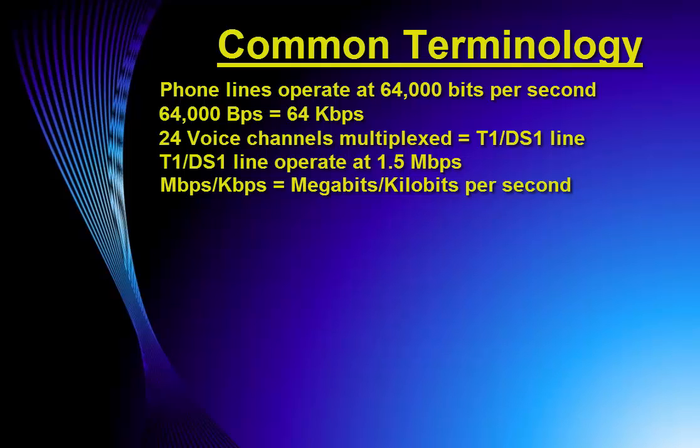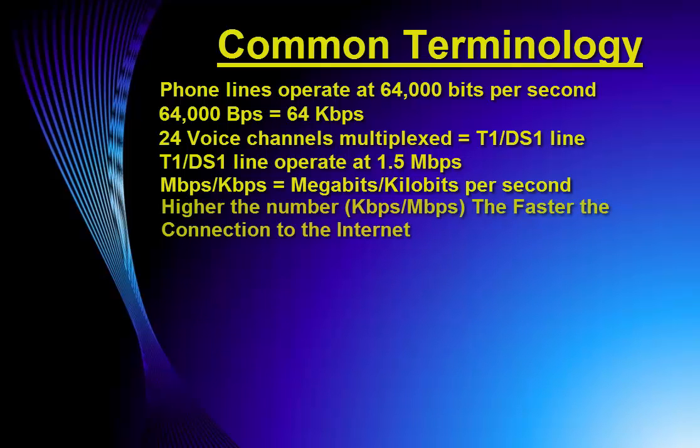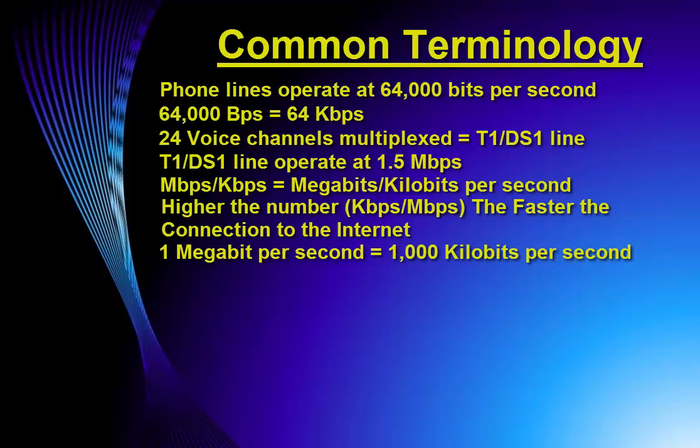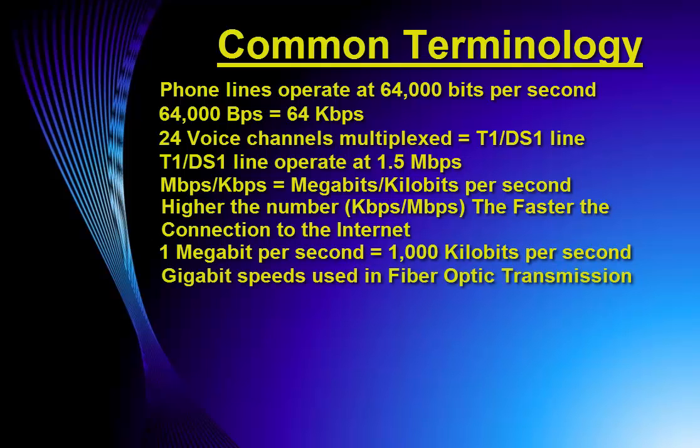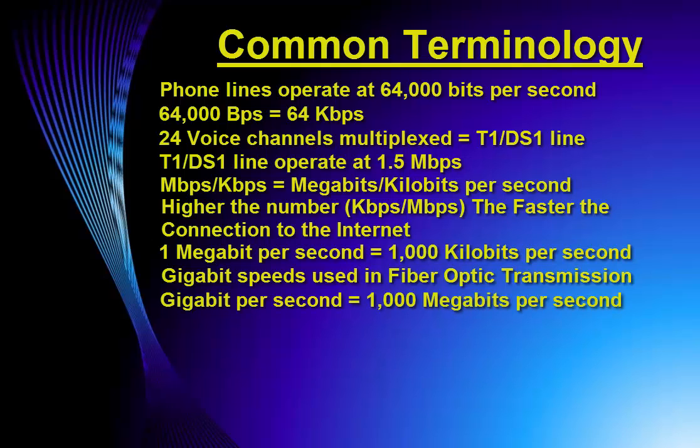These terms are also used to describe the speed of connectivity to the internet. The higher the number, the faster the connection. 1 megabit per second equals 1,000 kilobits per second. Another term, gigabits per second, is used in fiber optic transmission, and 1 gigabit per second equals 1,000 megabits per second. In the computing industry, another term is used to describe data processing and storage. That is the term byte. 1 byte typically equals 8 bits and is not the same as a bit used in the telephone industry.